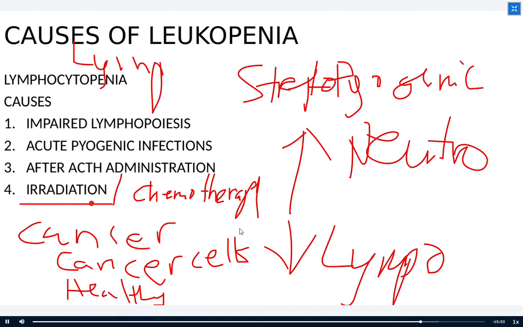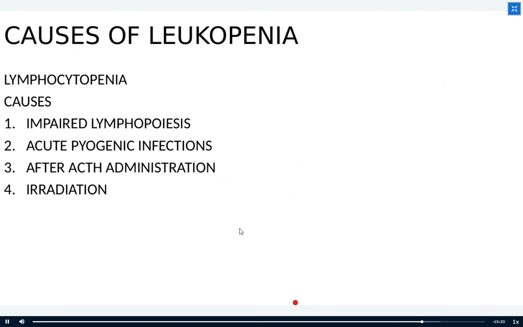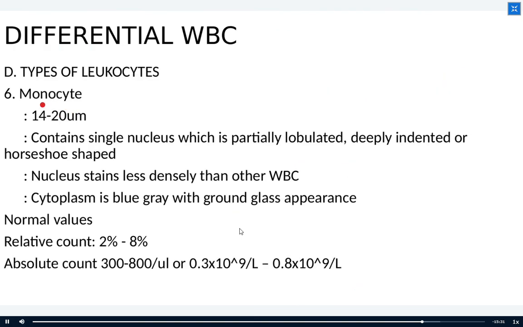Again, pag irradiation, this is also known as your chemotherapy. This would be related to your cancer cells, wherein they will target your cancer cells, but it's not specific, causing it to target also healthy cells. Specifically, your lymphocytes. Then the last one would be your monocyte.